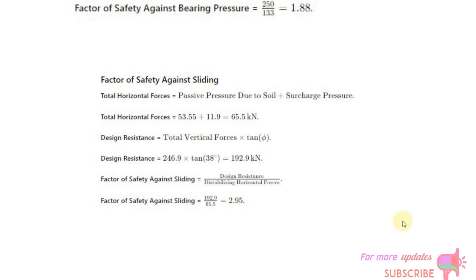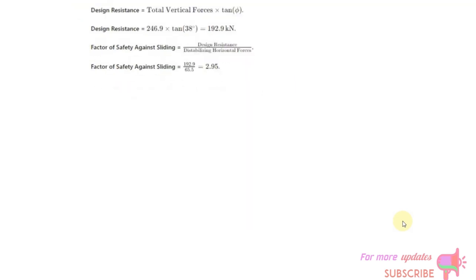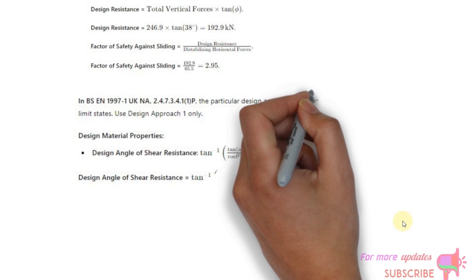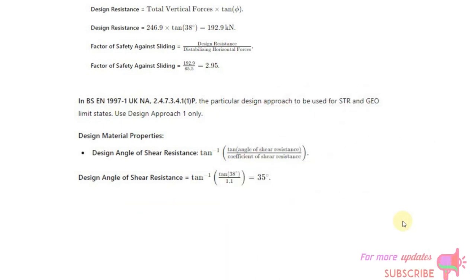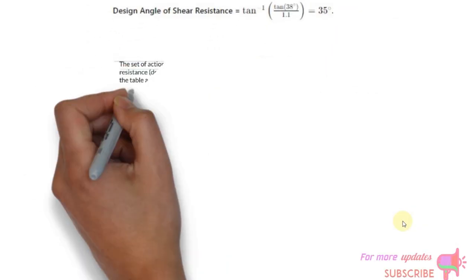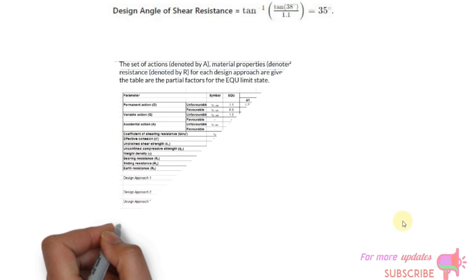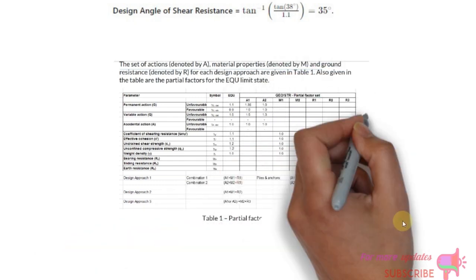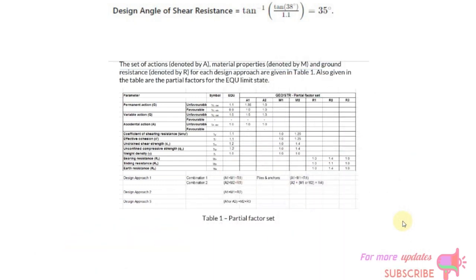The EQU, GEO and STR limit states are the most likely ones to be considered for routine design. Furthermore, in the design of retaining walls and foundations, it is likely that limit state GEO will be the prevalent state for determining the size of the structural elements. When checking the GEO and STR limit state requirements, one of 3 design approaches is used: Design Approach 1, Design Approach 2, or Design Approach 3.